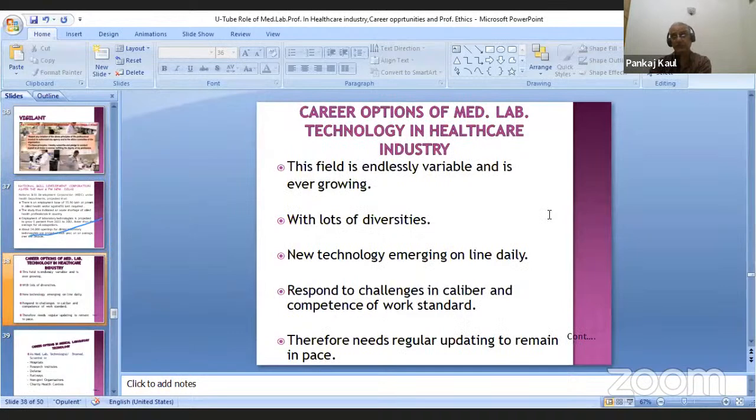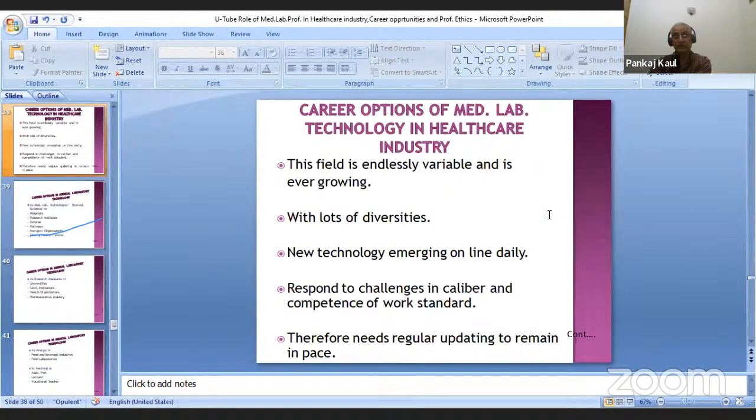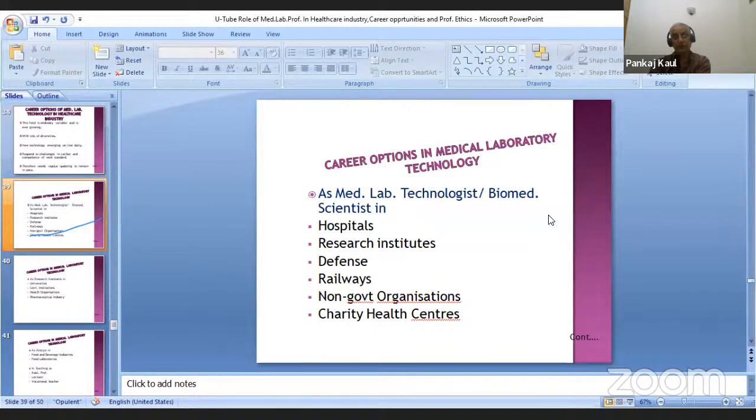There are various career options of medical lab technology in the healthcare industry. This field is endlessly variable and is ever growing. With a lot of diversity, new technology emerging daily, and challenges in caliber and competence of work standards, it therefore needs regular updating to remain in pace. There was a time when we were having only MiGs and jets, but now we have to prepare ourselves for Rafale also. In the same way, we have to keep our knowledge at pace with the growing technologies.